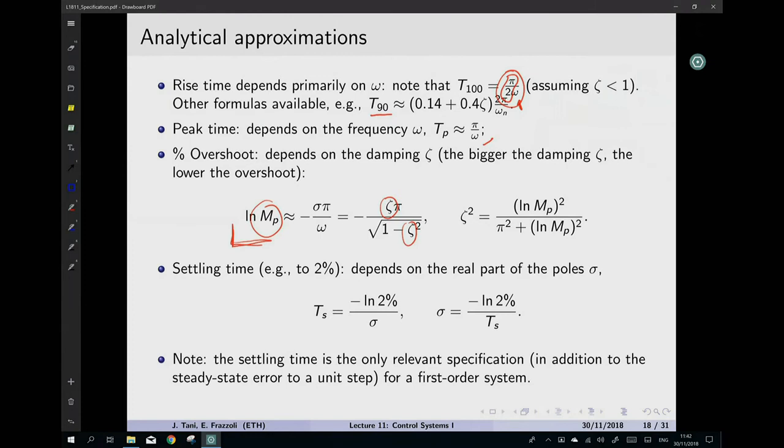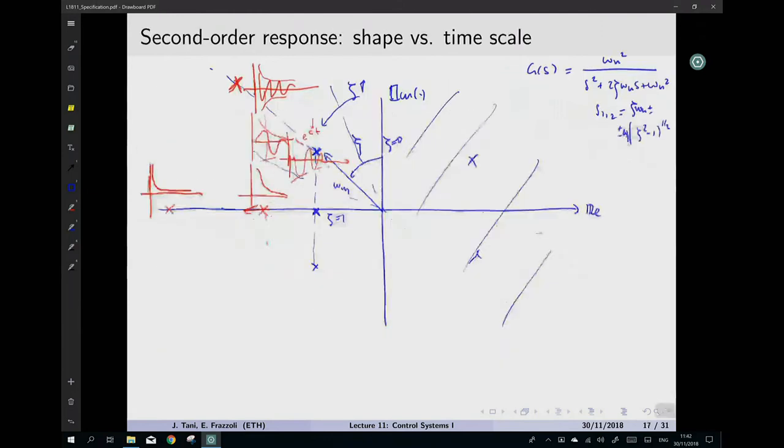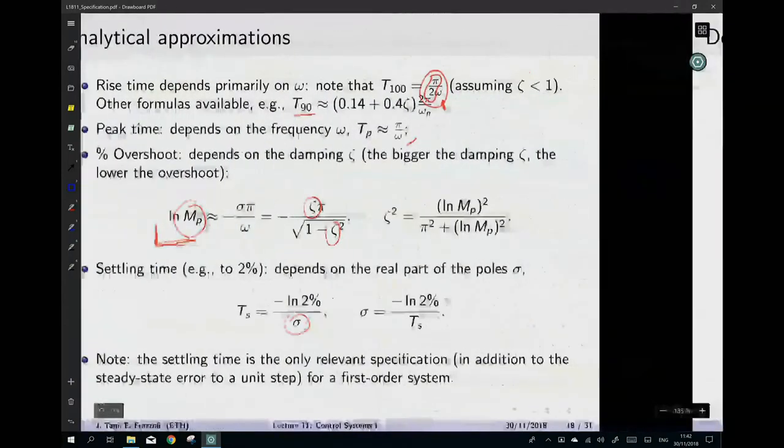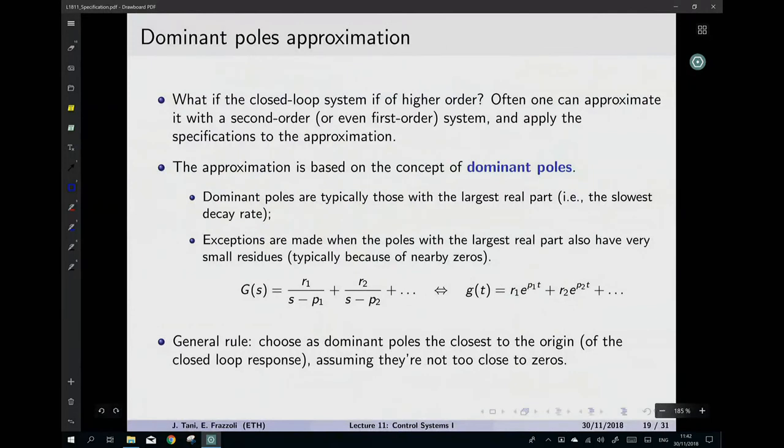The settling time is instead a function of the real part, because the bigger in magnitude the real part of the poles of the closed-loop transfer function, the quicker the convergence is. Please note that all of this is related to second-order systems, right? If instead we had a first-order system, we couldn't define many of these terms because there would be no oscillations in the response. So you wouldn't have an overshoot, for example, but you would still have a rising time and a settling time, which would be basically the same thing.